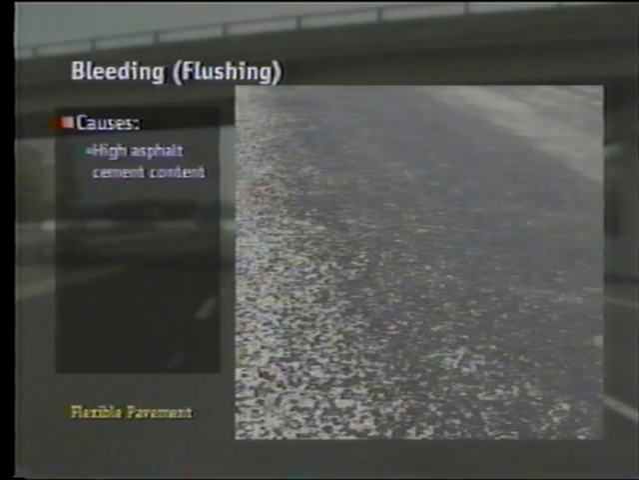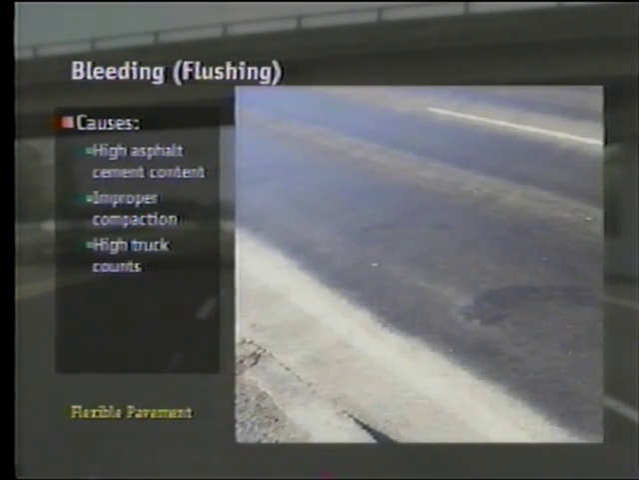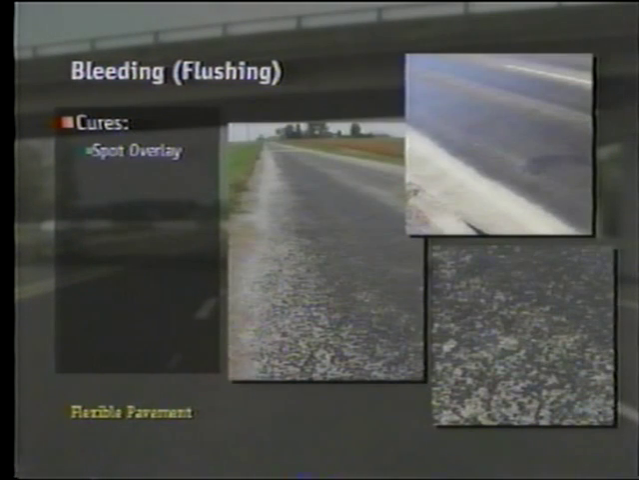There are many possible causes of bleeding: a high asphalt cement content, improper type of asphalt cement, improper compaction leaving air voids, high truck counts, and allowing traffic on new pavement before it is cooled sufficiently. The cure to this is spot overlays, microsurfacing, milling, and overlay.